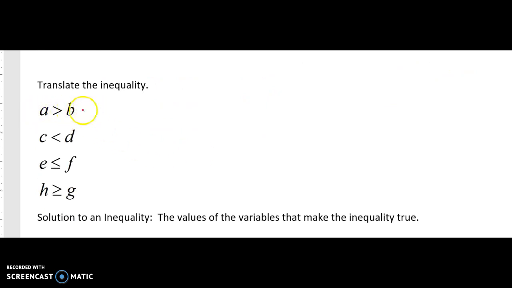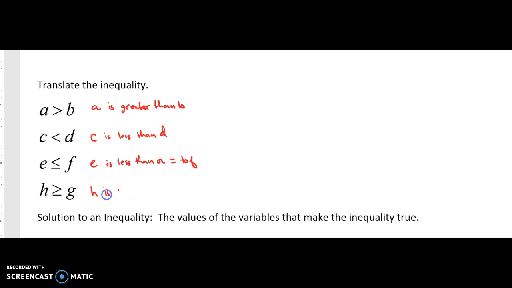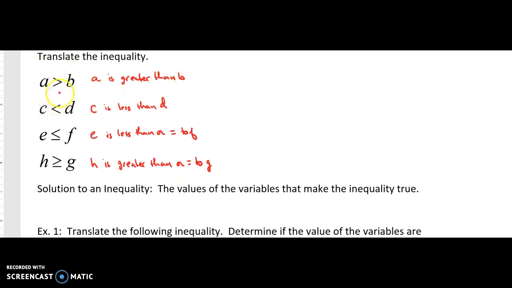We had to translate these inequalities here. Here we would say A is, since the alligator is eating A, that tells us A is bigger, so A is greater than B. Okay, here we would say C is less than D. Here we would have E is less than or equal to F. And then here, H is greater than or equal to G.